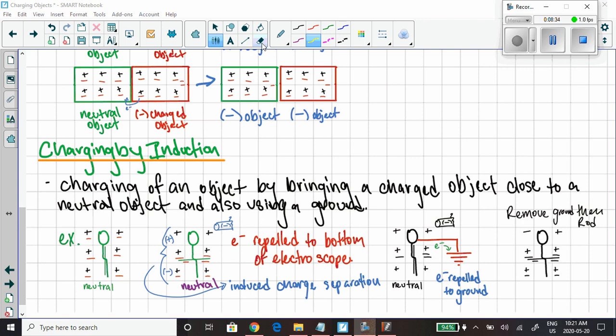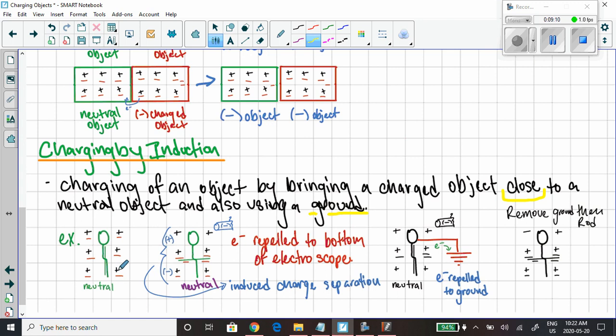All right, the third and final one is called charging by induction. And the word induction is here because induction means that the charged object and the neutral object never really touch. So it's charging an object by bringing a charged object, here's the key word, close to a neutral object. And you need some help to get this done, so you use a ground.